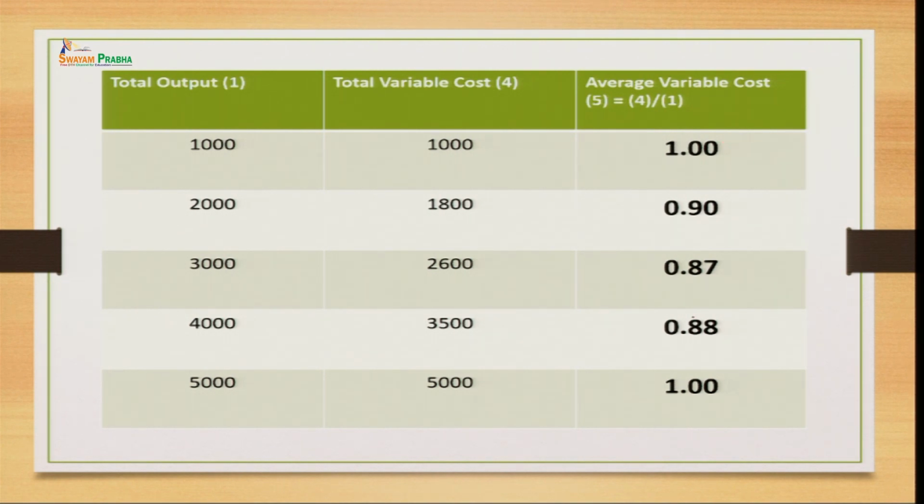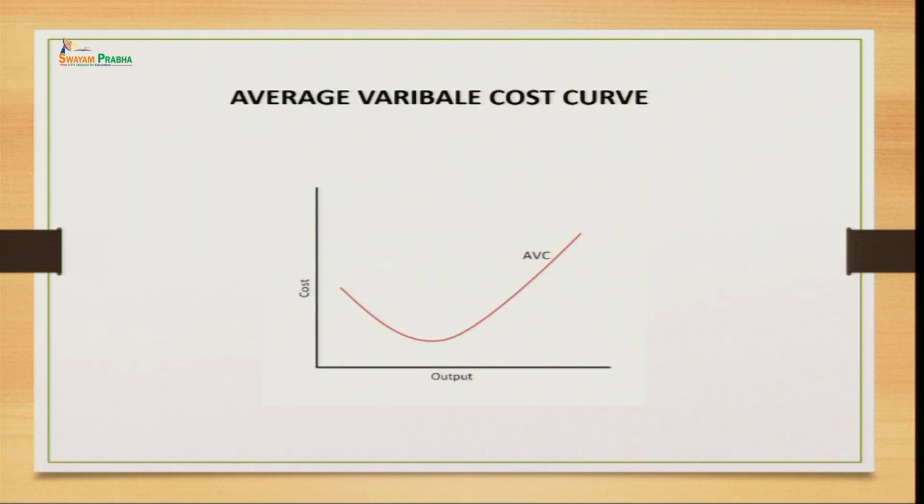So, here are the figures of average variable cost, and here also you can see initially our average variable cost decreases up to this point, and now it has started increasing, right. So, up to this point it has decreased, but now here it has increased and here also it has increased. So, if you draw the curve for average variable cost, the curve looks like this, right. Initially when you increase the size of output, your average variable cost will decline, and then gradually it will start increasing. Okay. So, this is how you draw the average variable cost curve.